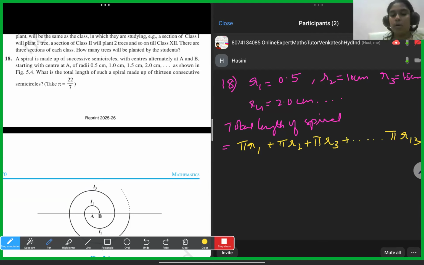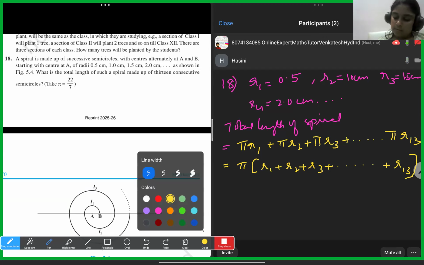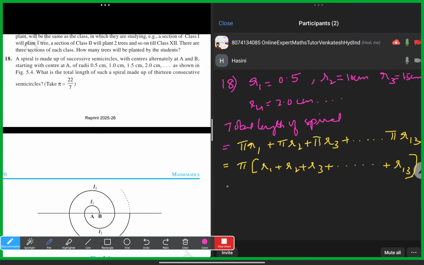Now pi will be common here, Hasni. If you take pi common, we get r1 plus r2 plus r3 and so on, plus r13. Pi is how much? 22/7, into r1 plus r2 plus r3, that is 0.5 plus 1 plus 1.5 and so on. 13 terms are there. R13 we don't know, so let us keep it as r13.